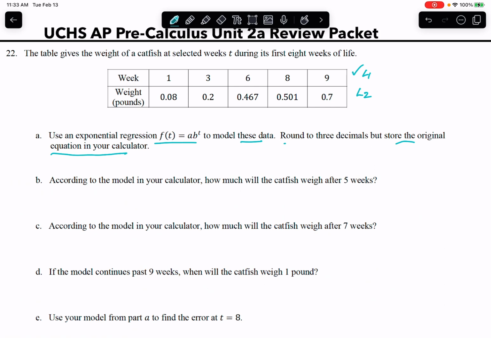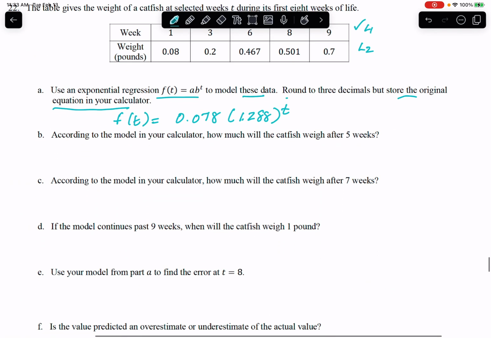So if you go to regression, exponential regression, which is stat calc 0, you should get f of t is equal to 0.078, rounding, times 1.288 to the t. So according to the model, how much will the catfish weigh after 5 weeks?